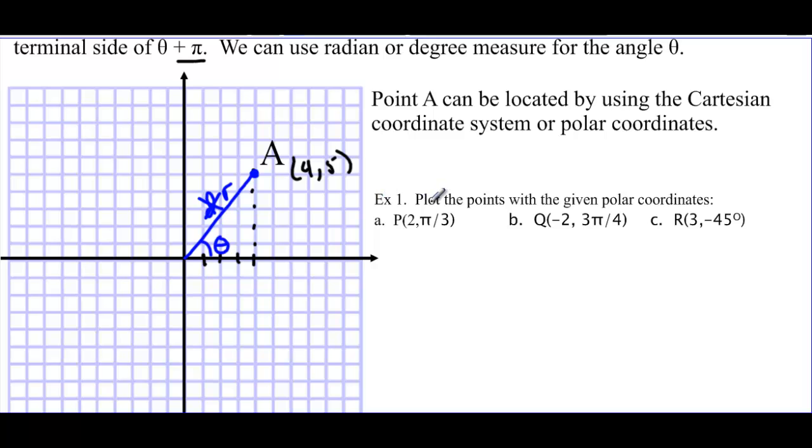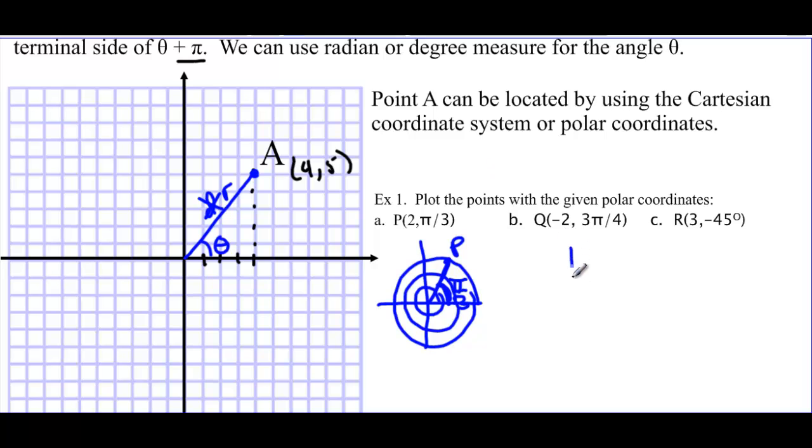In example 1, plot the points with the given polar coordinates. We have a length of 3 and an angle of pi over 3. Pi over 3 is right here, and if we put that on a circle of, let's say, radius 3, then that length is 3 right there, and this angle right here is pi over 3.